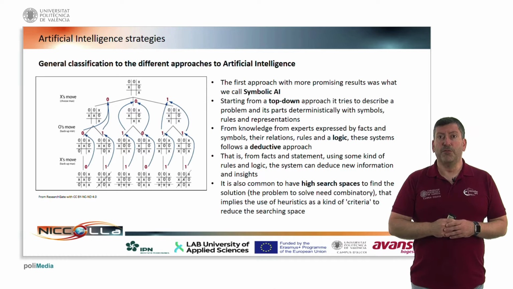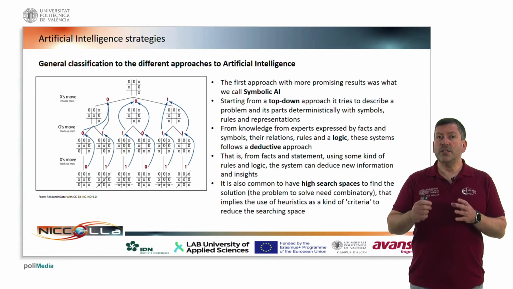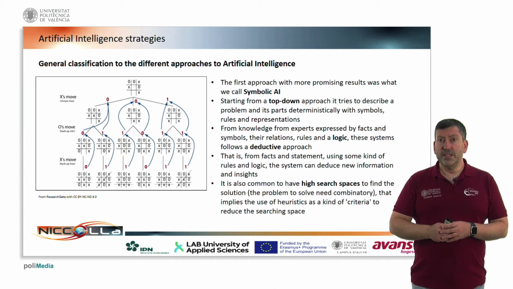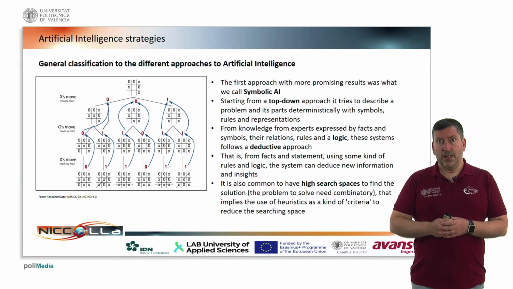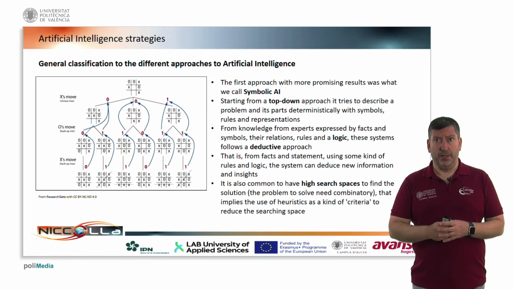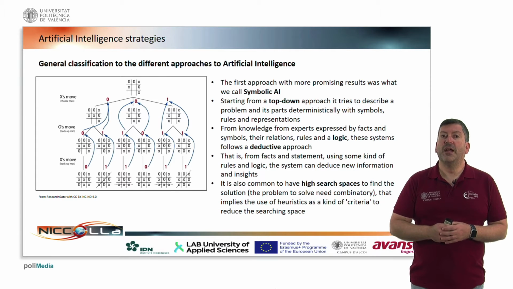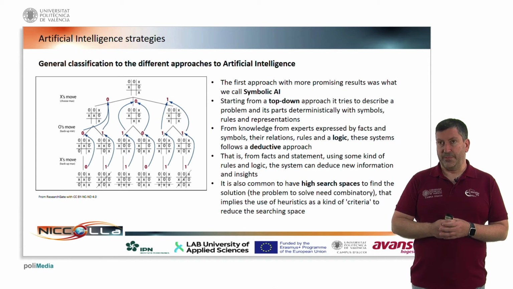That is, from facts and statements, using some kind of rules and logic, the system can deduce new information and insights, okay? It is also common to have what we call high search spaces to find the solution. So this is when the problem to solve needs combinatory search, okay? That implies the use of heuristics as a kind of criteria to reduce the searching space.